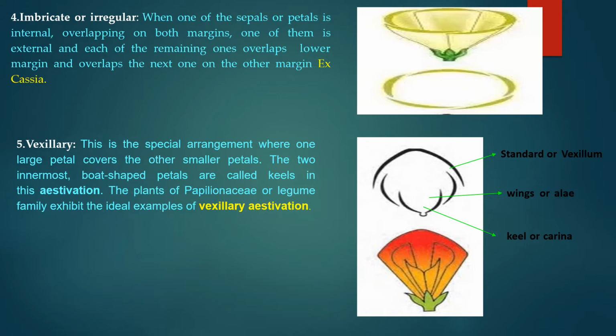The fifth one is called vexillary. This is a special arrangement where one large petal covers the other smaller petals. The two innermost boat-shaped petals are called keels in this aestivation. The plants of Papilionaceae or the leguminous family exhibit the ideal example of vexillary aestivation, which is a characteristic feature of the Papilionaceae, where the papilionaceous corolla will be there. So one will be the larger standard or the vexillum, two are the wings or the alae, then the keel or the carina, where the two are innermost. And this type of aestivation is called vexillary aestivation.